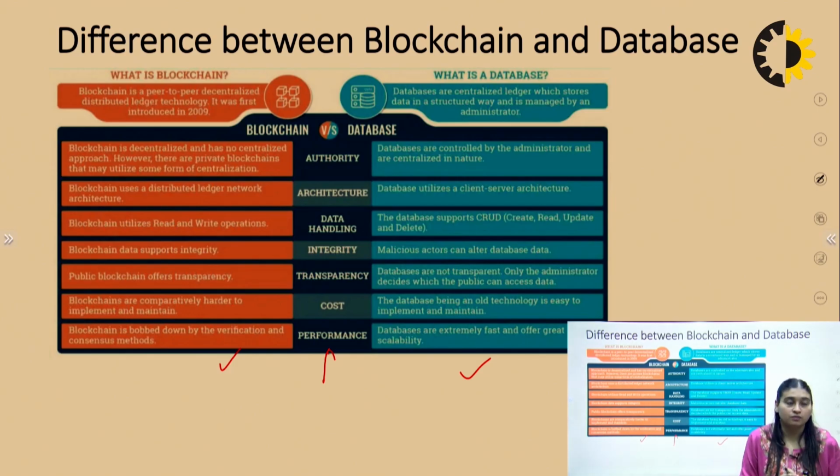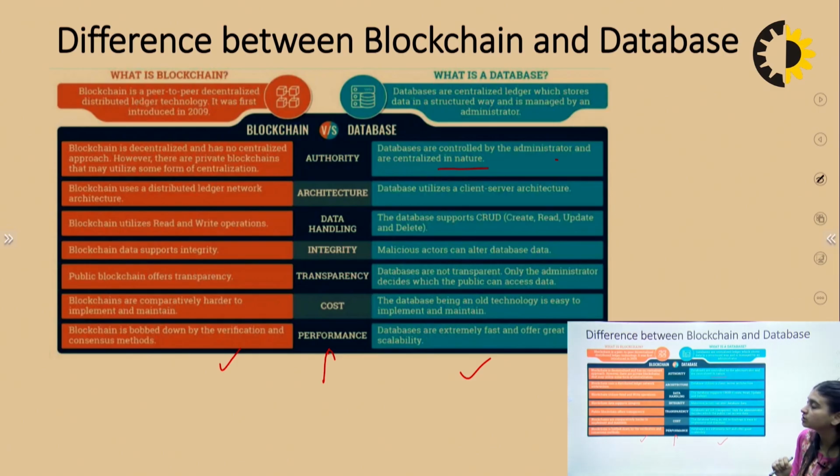The very first one is authority. On the basis of authority, blockchain is decentralized. We have covered all the features of blockchain, and one of the important features was decentralization. So it is decentralized and has no centralized approach. Some types of blockchains, for example private blockchain, may utilize some form of centralization. Databases are controlled by an administrator and they are centralized in nature. So on the basis of authority, we can distinguish blockchain and database.